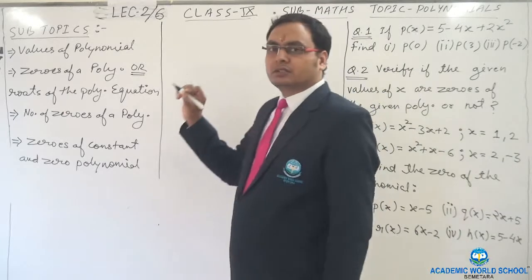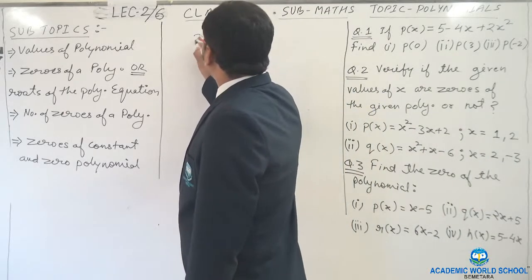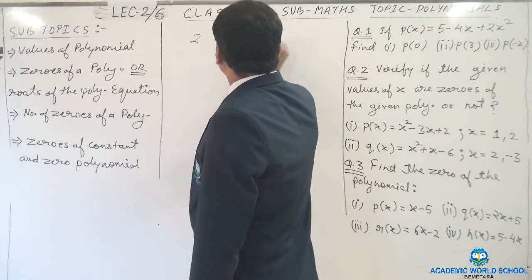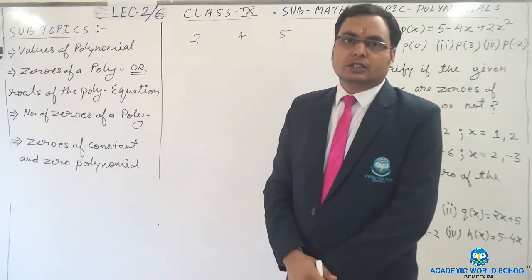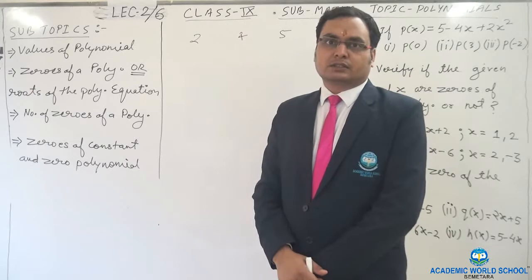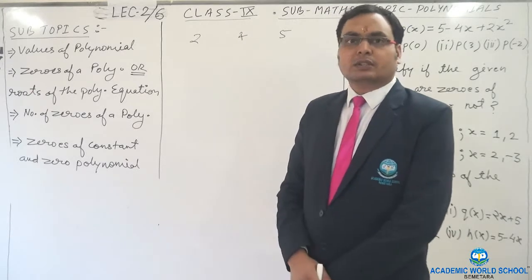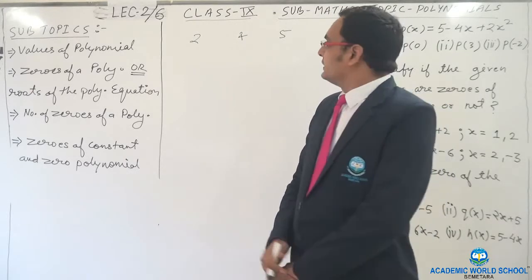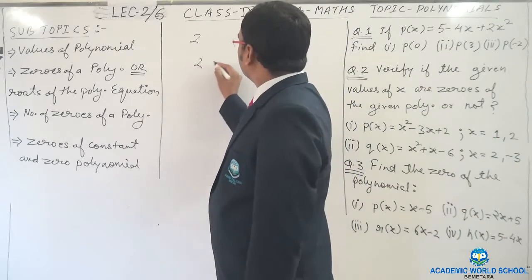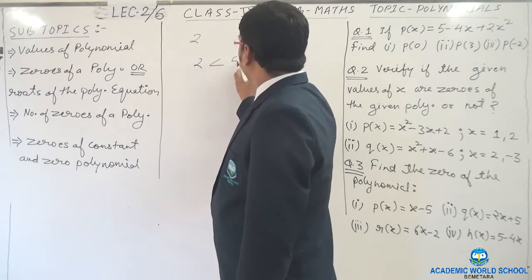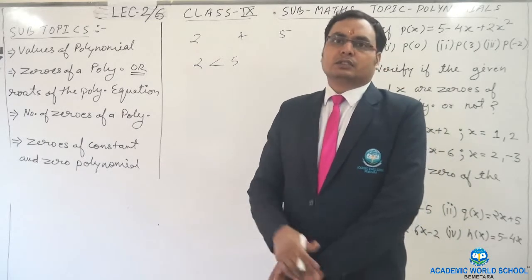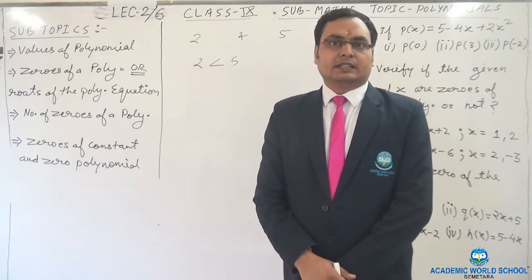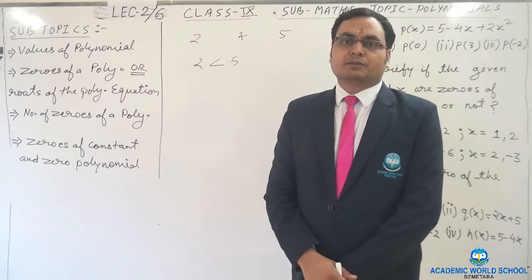Suppose you are given two values 2 and 5. If you are asked which one is greater or which one is smaller, you can easily tell that 2 is smaller than 5, because we know 2 and 5 have definite value, their value never changes.